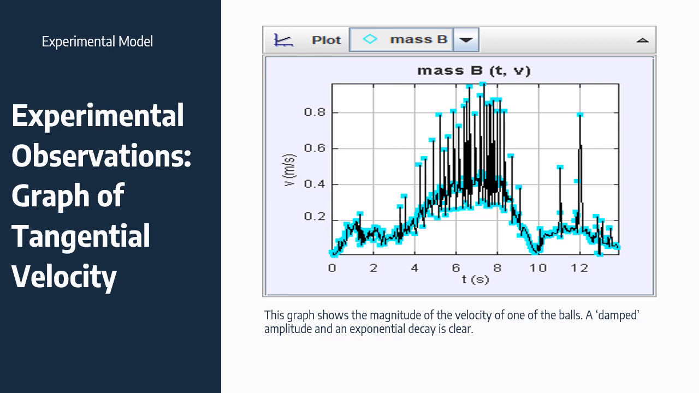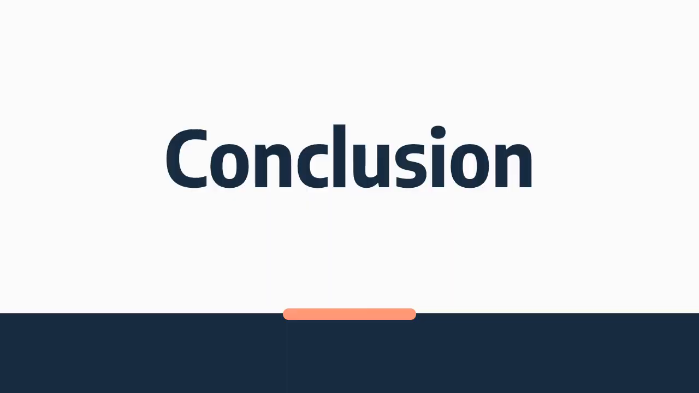So this graph is just, again, an indication of how the tangential velocity of each ball is decreasing with time, and an exponential decay is clear. So coming on to the conclusion and talking about what factors this phenomenon depends on.